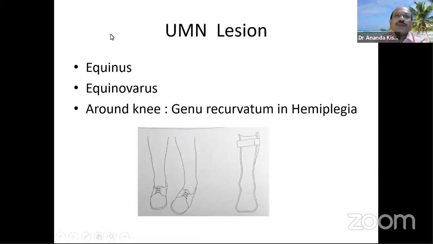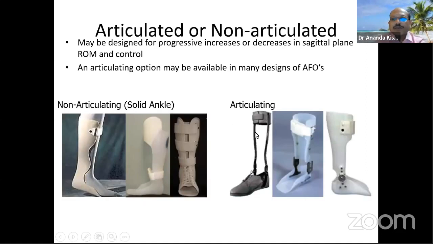Okay. Now, UMN lesion. UMN lesion may lead to equinus, equinovarus deformity around the knee, generally like this. In that case, we can similarly use either the classical variety or some modern variety. Now, just recapitulating, this is non-articulating. There are different types of non-articulating ankle foot orthosis, and this is the articulating ankle foot orthosis. Here ankle motion is substituted, but the metatarsophalangeal joint function is not substituted. That is why we can add some rocker to the foot.